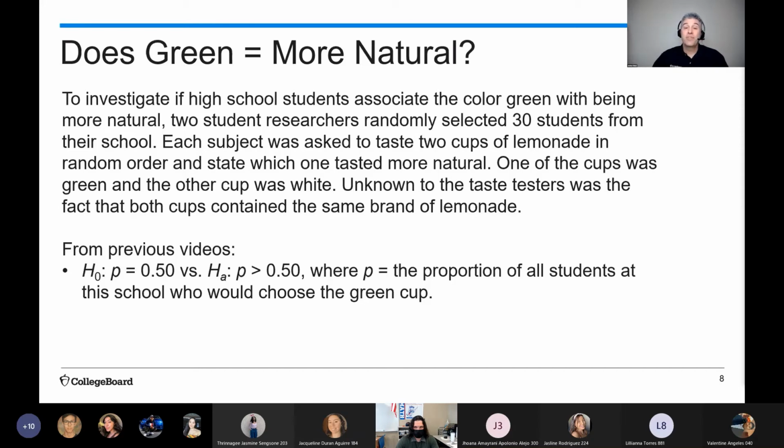One of the cups was green and the other cup was white. And unknown to the taste testers, was the fact that both cups contained the same brand of lemonade. From previous videos, remember that we talked about the null hypothesis being p equals 0.5 and the alternative p greater than 0.5, where p is the proportion of all students at this school who would choose the green cup.